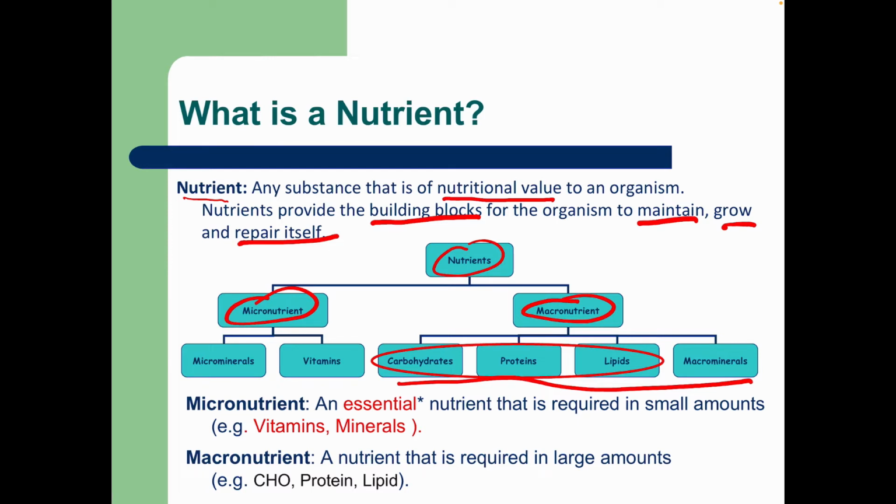And then we also have our microminerals and vitamins. So I'm sure you've heard of many of these. Micronutrients are essential nutrients that are required in small amounts, like vitamins and minerals. You've also heard of vitamin A, B, C, D, etc. And macronutrients are nutrients that are required in large amounts. These include our carbs, proteins, and lipids.